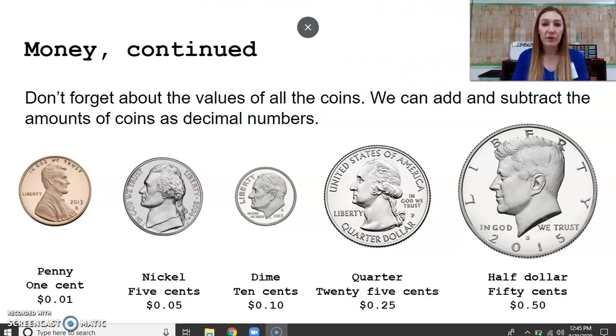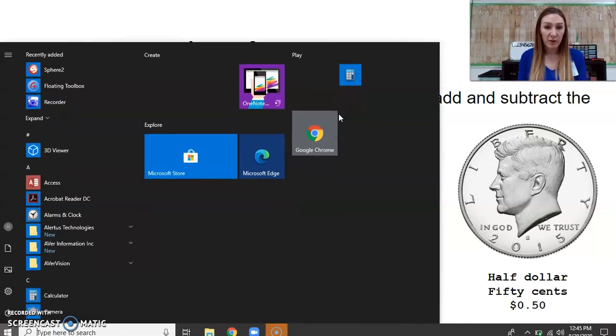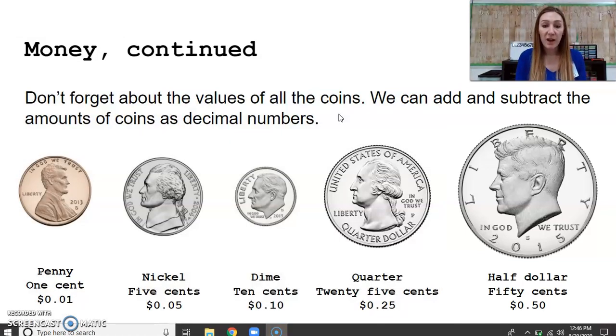Don't forget the values of all the coins. We can add and subtract the amounts of coins as decimal numbers. So a penny is 1 cent, or 0 and 1 hundredth. A nickel is 5 cents, or 0 and 5 hundredths. A dime is 10 cents, or 0 and 1/10, or 0 and 10 hundredths. They are the same value. A quarter, 25 cents, is 0 and 25 hundredths, and a half dollar, or 50 cents, is 0 and 5 tenths, or 0 and 50 hundredths.